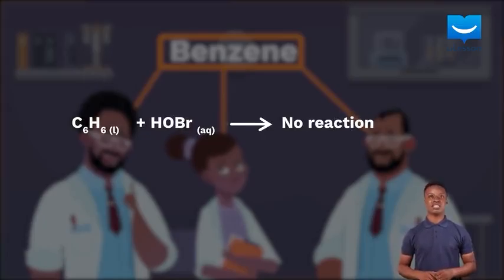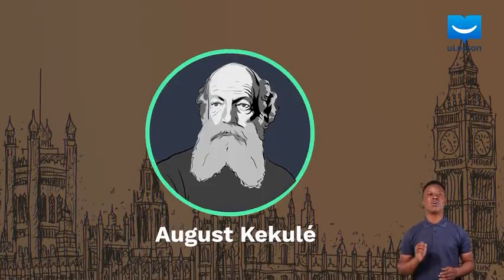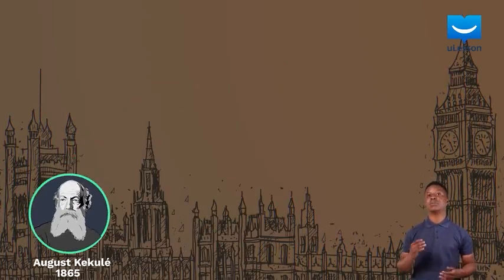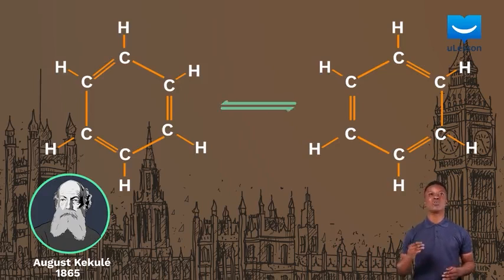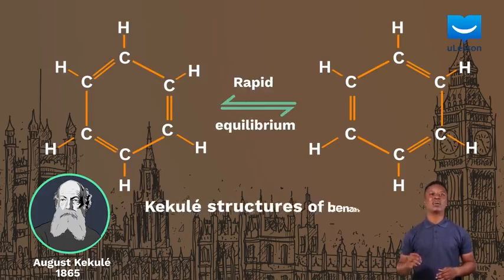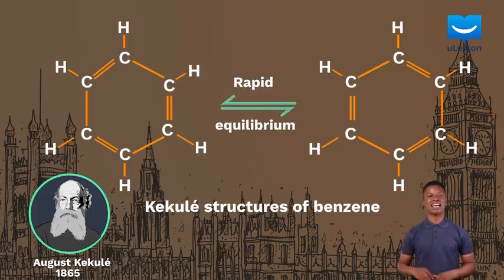After several investigations, a German chemist, August Kekule, suggested in 1865 that the compound benzene had not a single structure, but two structures which rapidly switch between themselves. That is, they are in rapid equilibrium. These structures were called the Kekule structures of benzene, and they are cyclic. That is, the carbon atoms are bonded to one another to form a cyclic structure.